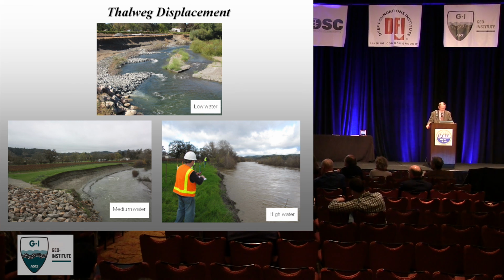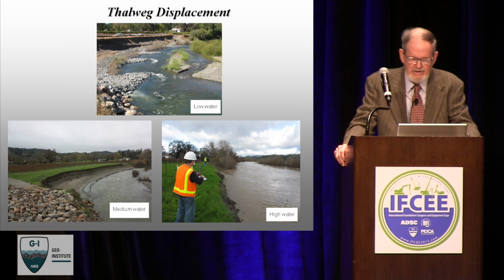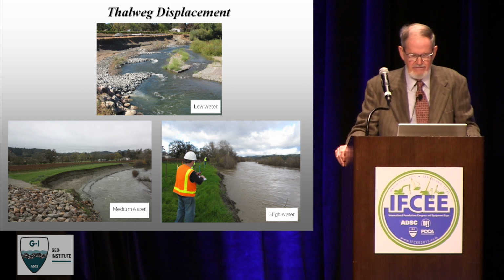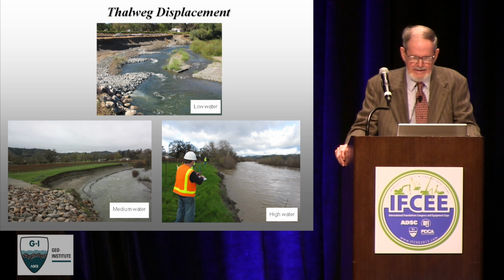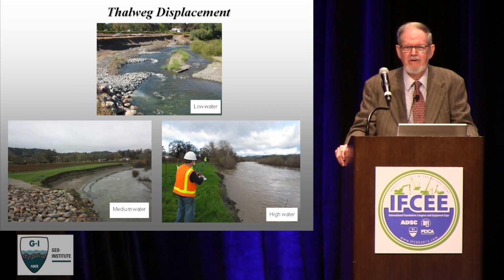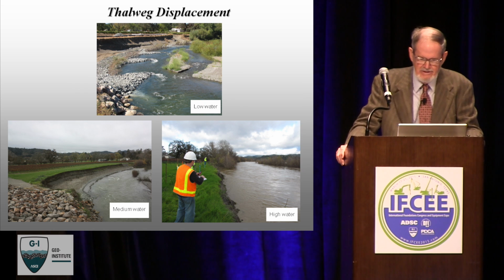The position of the thalweg, or the center of gravity of flow, is critical during high water. These are three pictures showing the river during low water, medium water, and high water at almost bank full flow. Measurements show that the higher velocity currents were displaced away from the bank by the rock veins and other biostabilization measures. Even during high water inundation of the rock veins, when there were as much as 6 or 9 feet of water over the top of the veins, flow was virtually quiescent near the bank.